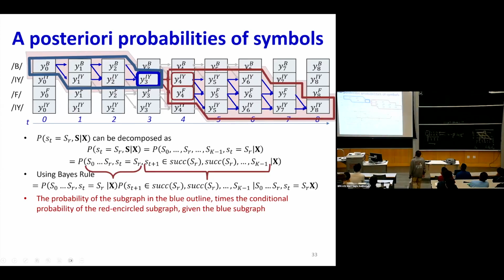And so this means that, using Bayes' rule, the probability of the graph in pink is going to be the product of the probability of the subgraph in blue times the probability of the subgraph in red conditioned on the subgraph in blue. Right? That's Bayes' rule. If I give you x and y, here x is the probability of the first subgraph, y is the second subgraph. The joint probability of x and y is p of x times p of y given x. Right? Very simple.